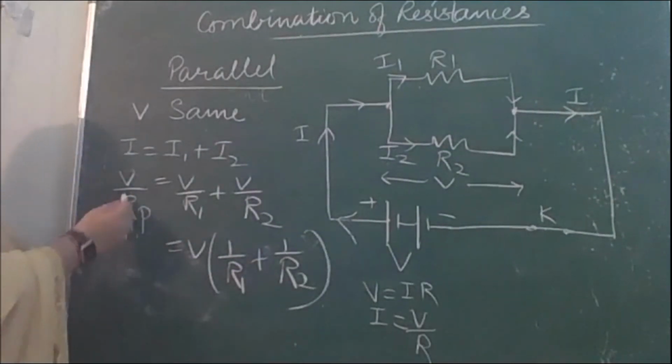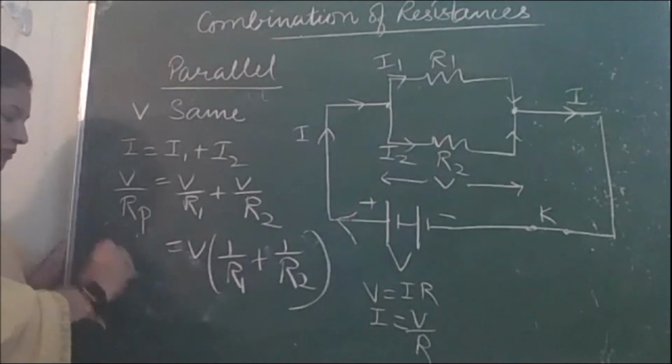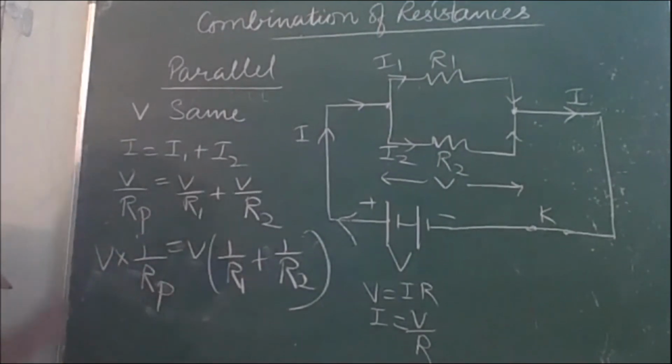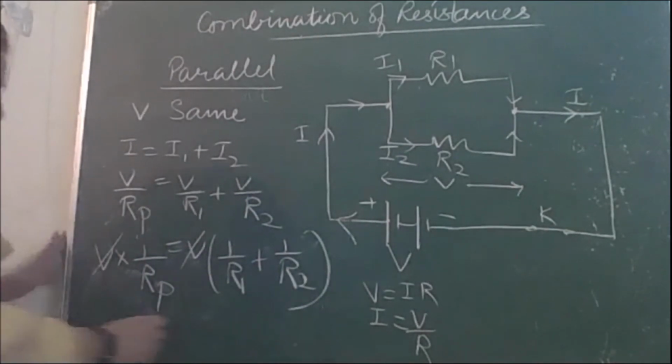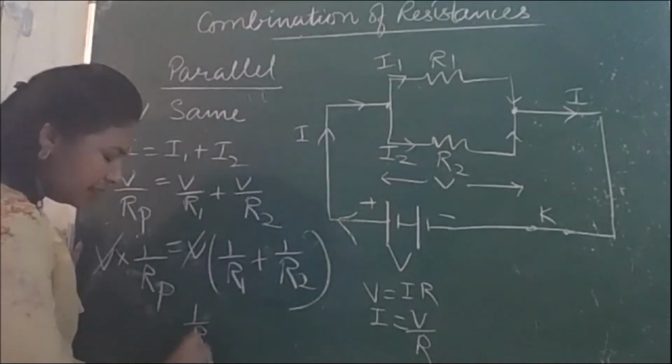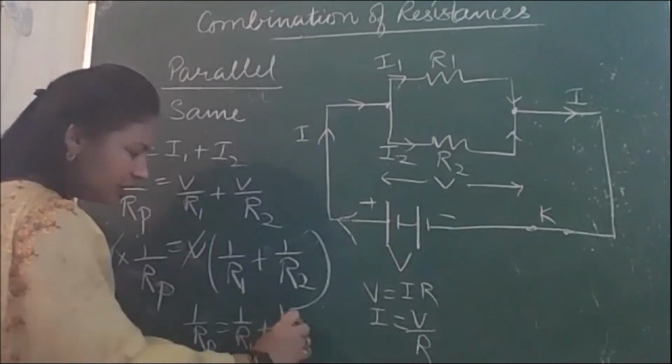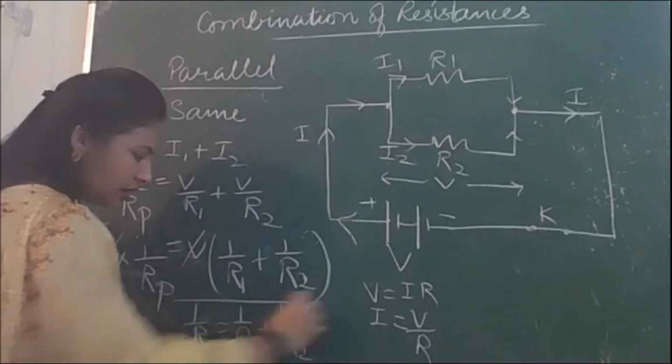And how can I write V over RP? I can write V over RP as V into 1 over RP. So V gets cancelled on both sides. And finally I am left with the formula 1 over RP is 1 over R1 plus 1 over R2.